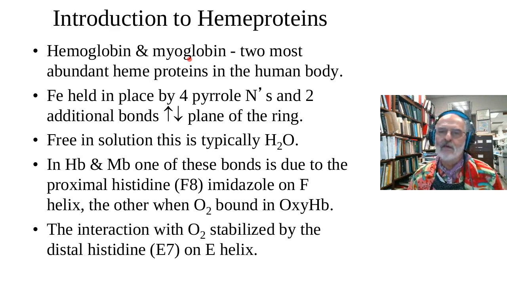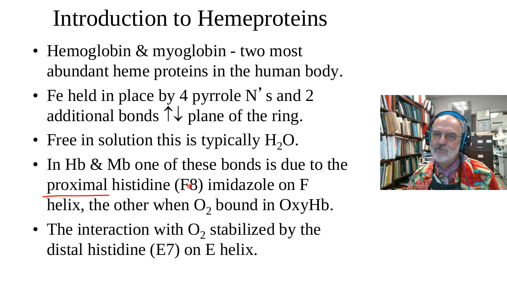Okay, so hemoglobin and myoglobin are the 2 most abundant heme proteins in the body. The iron is held in place by 4 pyrrole nitrogens and 2 additional bonds above and below the plane of the ring. In solution, when heme is being transported around, the ligands are usually water. Once you get into hemoglobin and myoglobin, one of these bonds is due to what's called a proximal histidine.